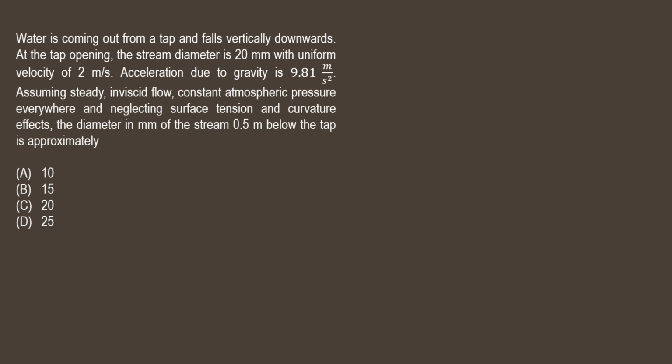So problem statement is water is coming out from a tap and falls vertically in the downward direction. At the tap opening, the stream diameter is 20 mm with uniform velocity of 2 meter per second. Acceleration due to gravity is 9.81 meter per second square. Assuming steady inviscid flow, constant atmospheric pressure everywhere, and neglecting surface tension and curvature effect, we have to find out the diameter of the stream at 0.5 meter below the tap. And the various options are given over here.